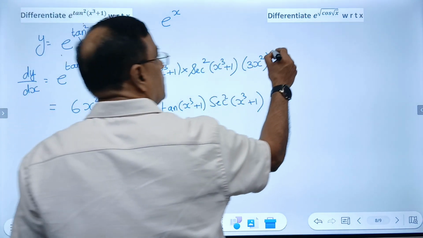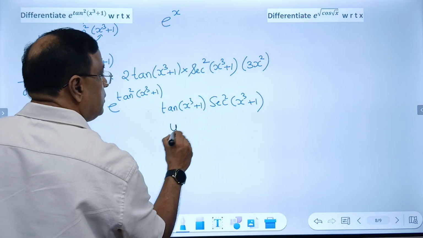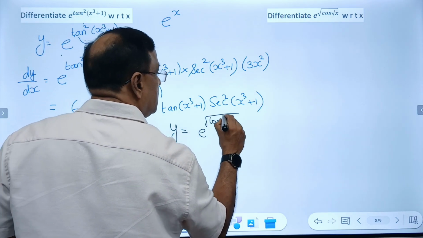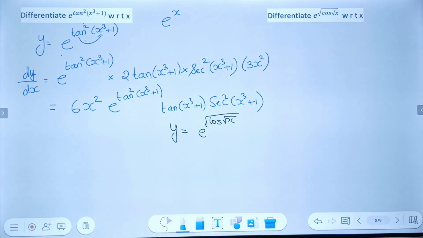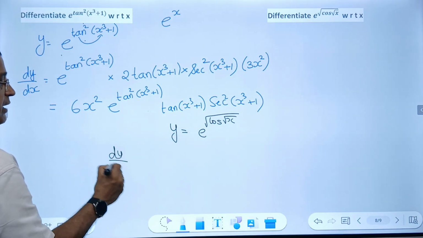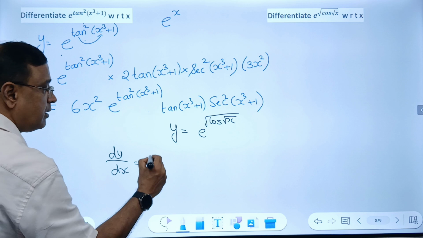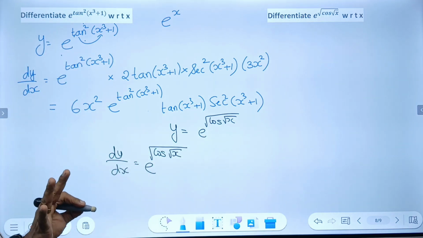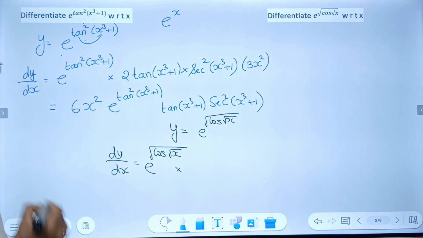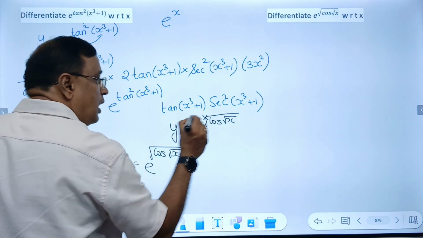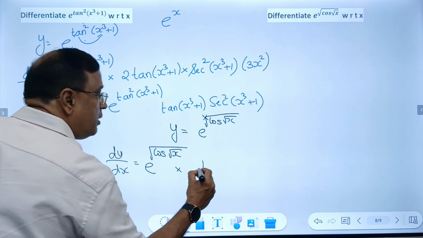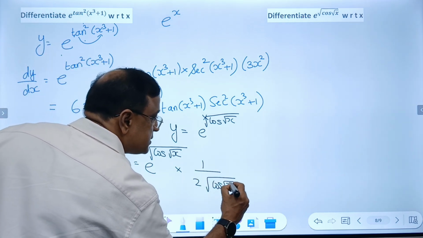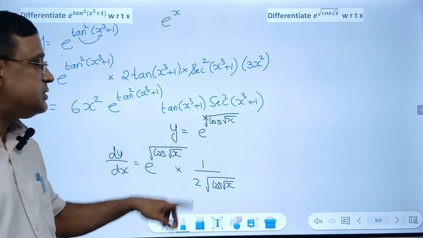Let's come back to this simple question. This is y equal to e to the power of root of cos of root x. Now what happens? You know very well differentiation of e power anything is the same thing. Done. Into, what do I see now? I see the root. How do I differentiate the root? 1 by 2 root of cos of root x. Root x differentiation is 1 by 2 root x.